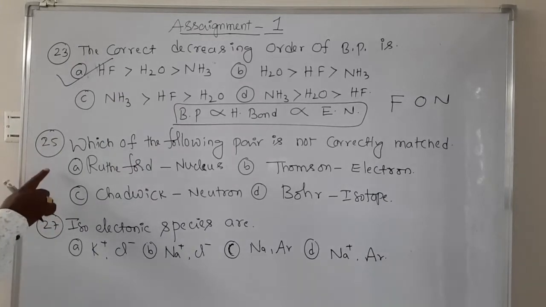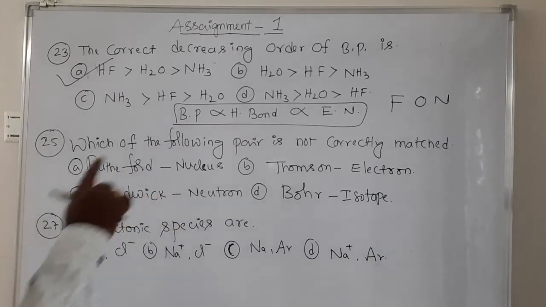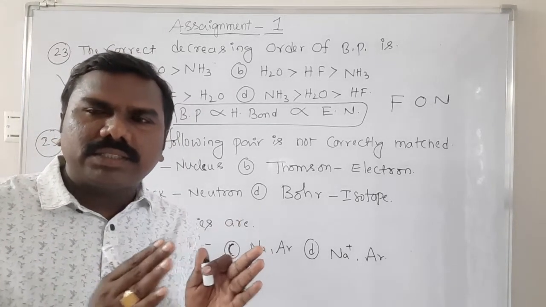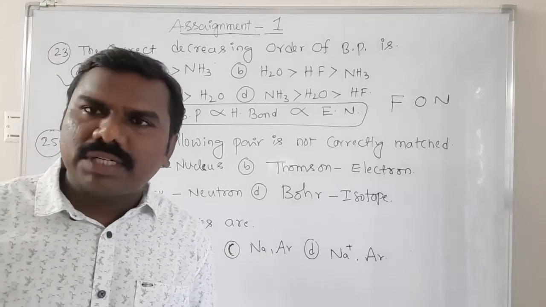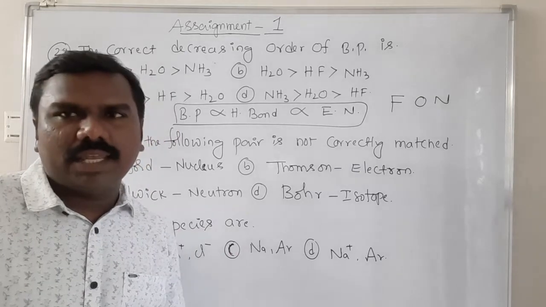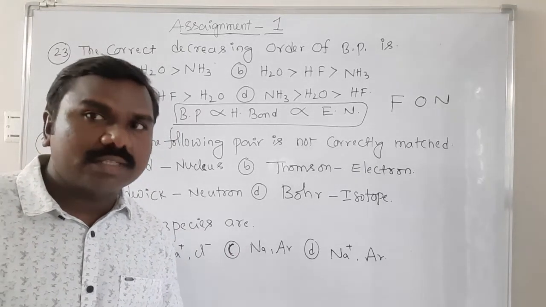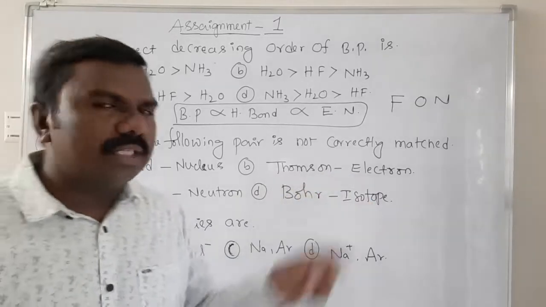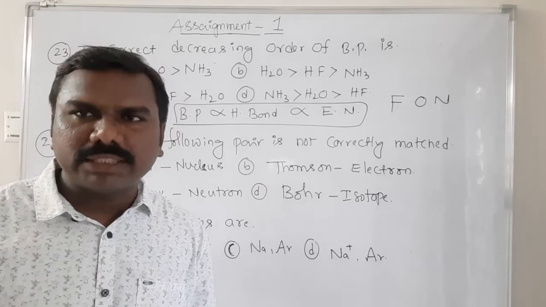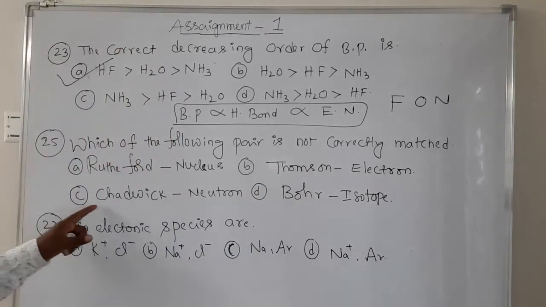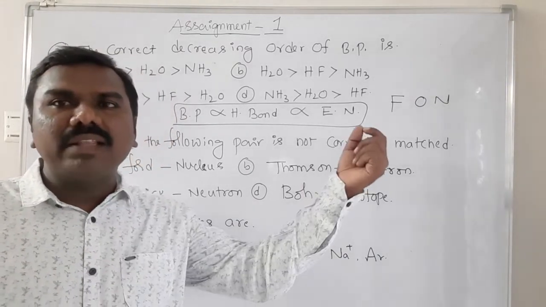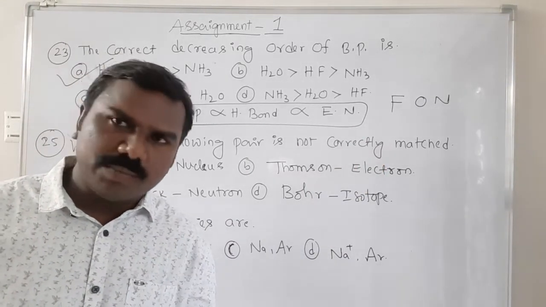Next, bit number 25. Which of the following pairs is not correctly matched? They gave the scientist and the discovered topic. First, Rutherford, nucleus. Yes, he said about the nucleus by the alpha scattering experiment. Thomson, J.J. Thomson, he discovered the electron by the cathode ray discharge tube experiment. Right option. Next, Chadwick, James Chadwick, he discovered the neutron by bombarding alpha particles on a beryllium sheet.